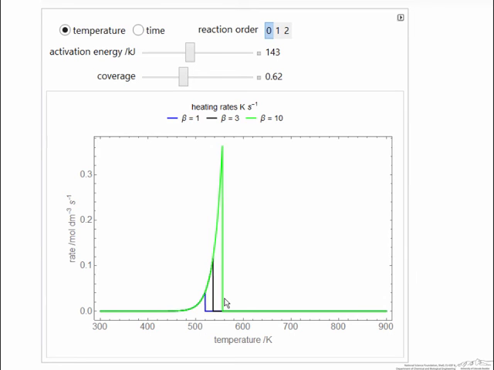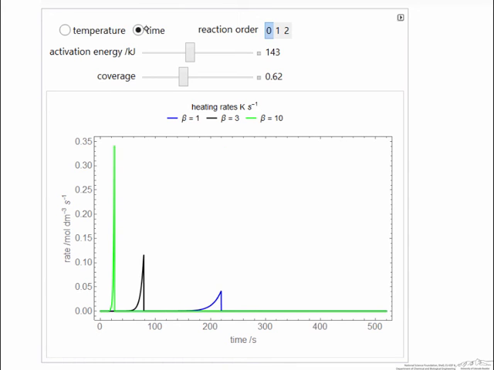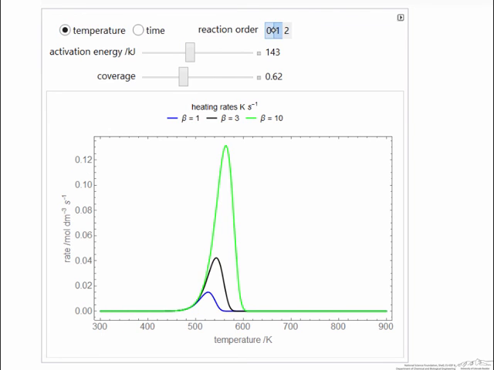Notice the behavior for zero order. Zero order means it just desorbs at a constant rate till everything's gone. The rate drops to zero. Again, on a plot, they're spread out in time. So temperature program desorption, it's important to understand particularly the effect of heating rate, because, for example, the change in this peak temperature with heating rate is often used to back out what the activation energy is for desorption.